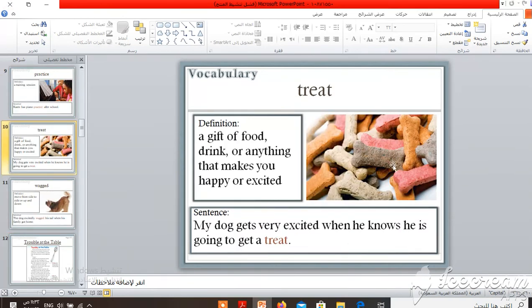Then we have the word treat. A treat is a gift of food or drink or anything that makes you happy or excited. For example, if I come to you and I tell you, oh, I brought you a treat today, what do you think when I say treat for you? You think about some kind of candy maybe, or some kind of gift that I'm bringing you. So a treat is some kind of gift or something that is good, that will make you happy.